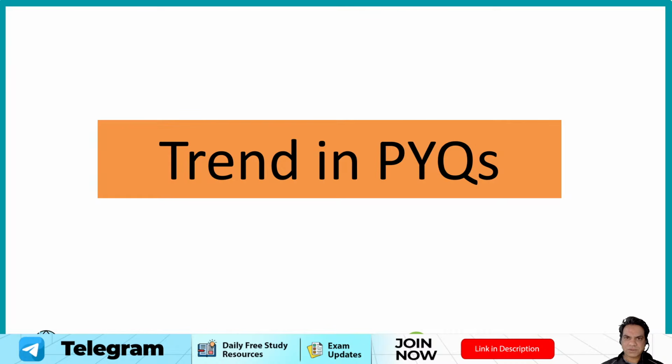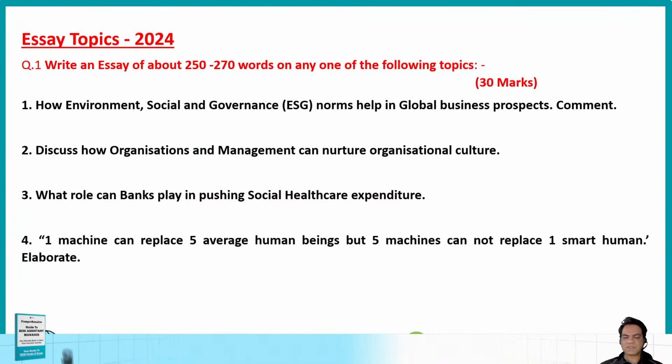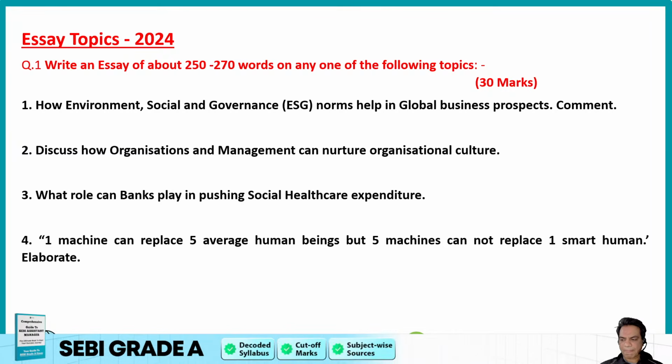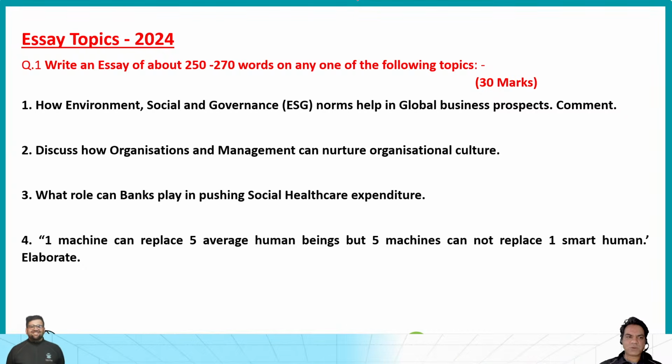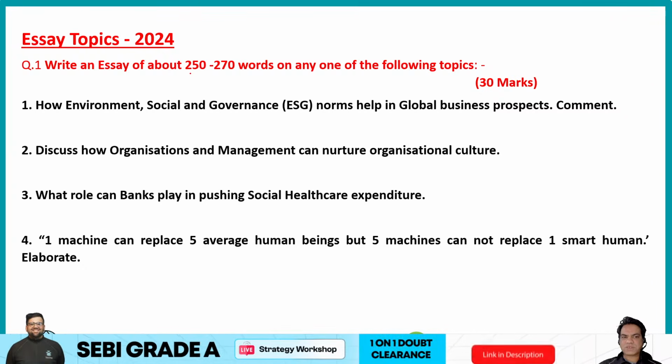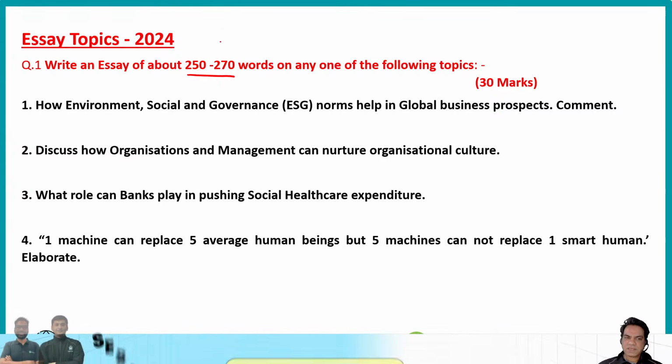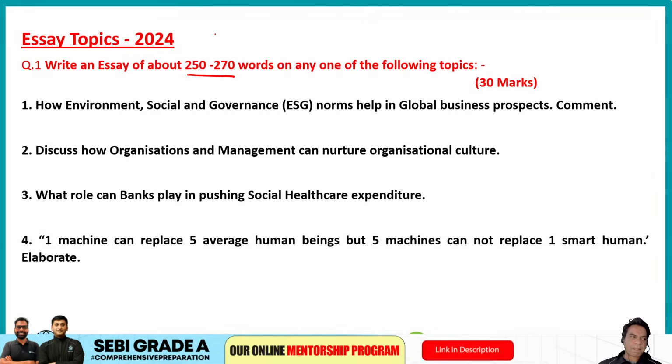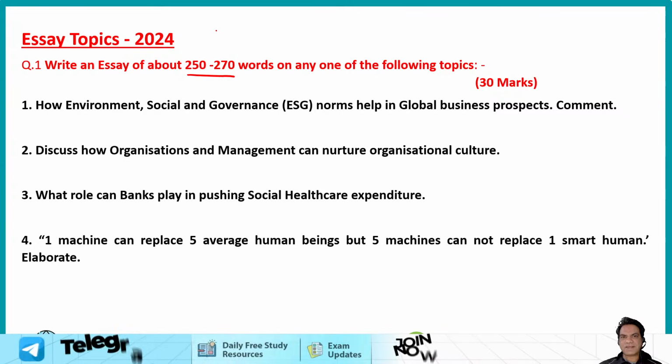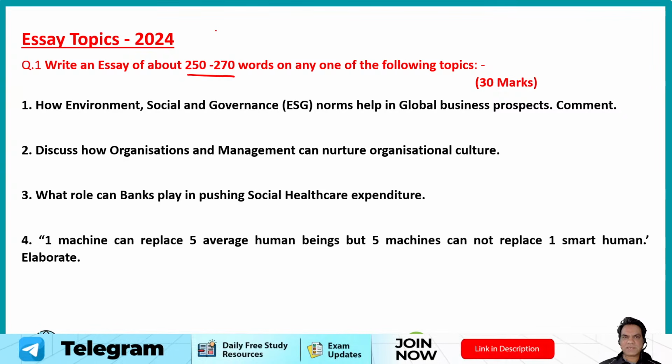Trends in PYQs. Just look at the essay topics in the previous years, guys, and you will understand what you need to present. Okay, now guys, first topic. Now these are the essay topics for the year 2024. Many students raised a query. Recently a handout was released by SEBI which mentioned a word limit for essays of 400 words, and I started getting comments on my videos and emails and queries.